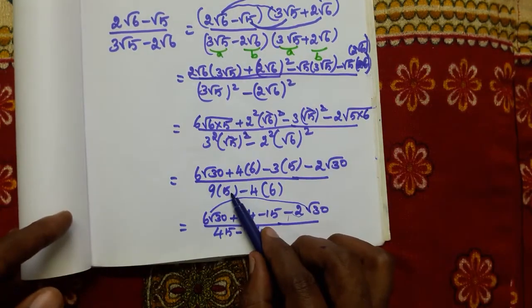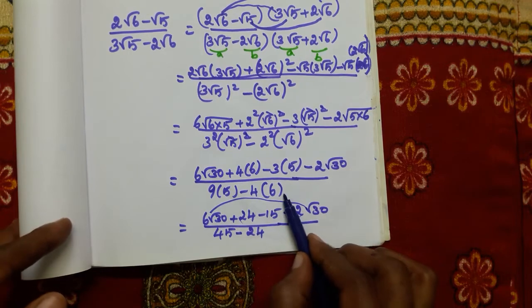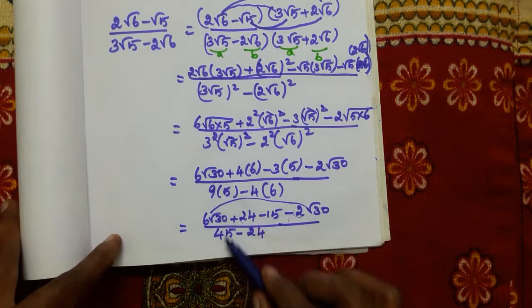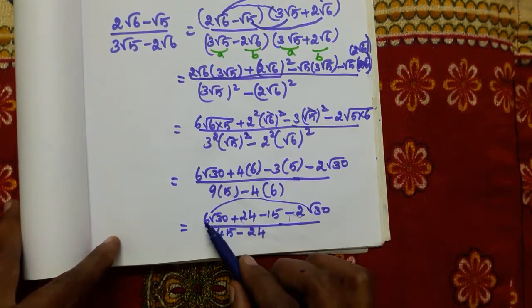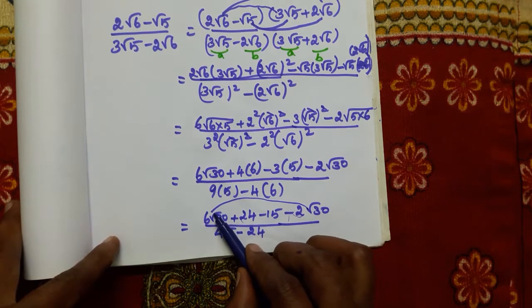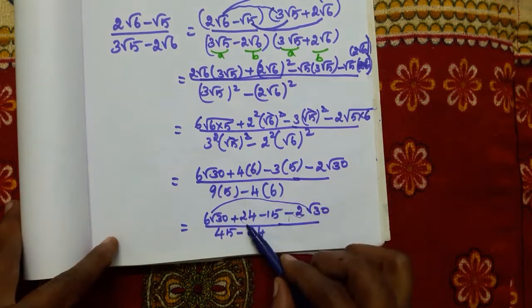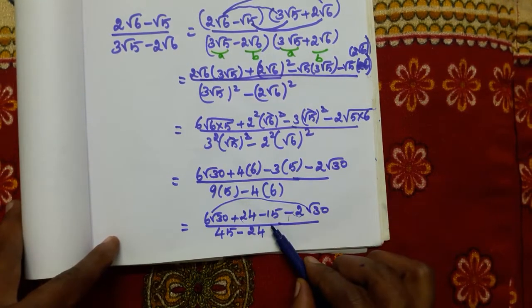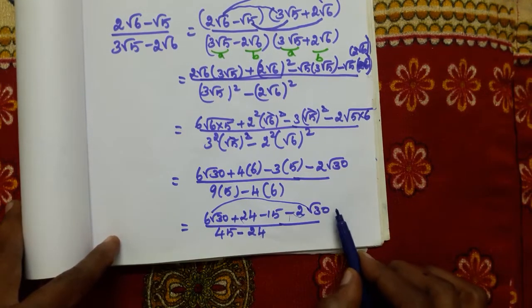Divided by 9 into 5 minus 4 into 6, which is equal to 45 minus 24. Numerator, what are we getting? 6 root 30. 6 into 4 is 24. 5 into 3 is 15. Minus 2 root 30.